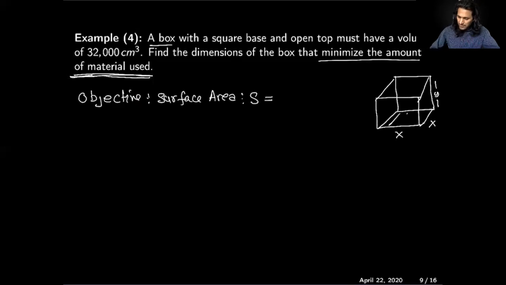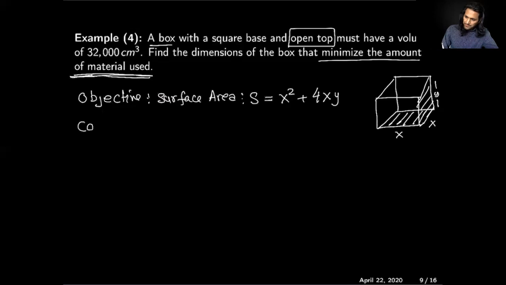The area of this side is x squared, because it's a square base. The area of each side is xy, and there are 4 of them, so 4xy. And the top is open, so there is nothing there. So this is the objective function: x squared plus 4xy.